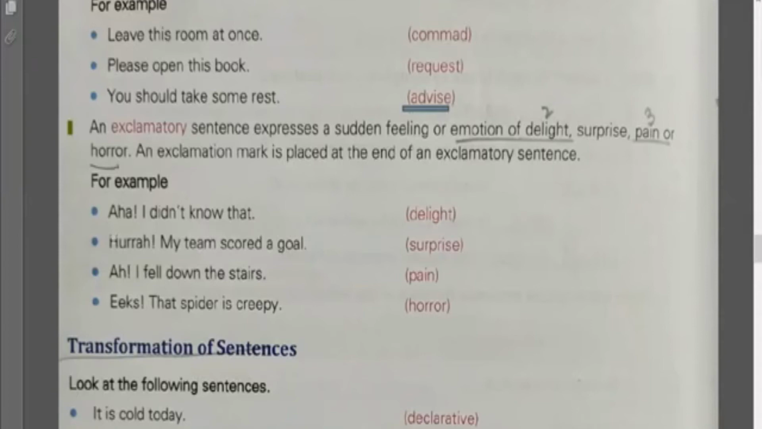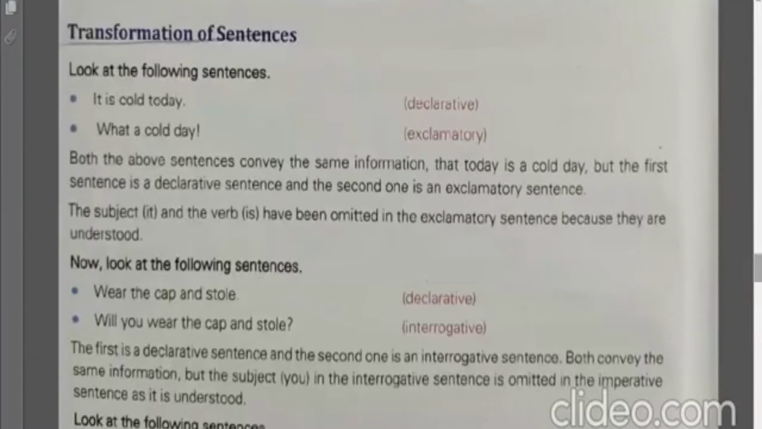Let's go through a few examples. Hurrah! My team scored a goal. This is a surprise emotion. Ah, I fell down the stairs. This is pain. Next, we'll study the transformation of sentences.